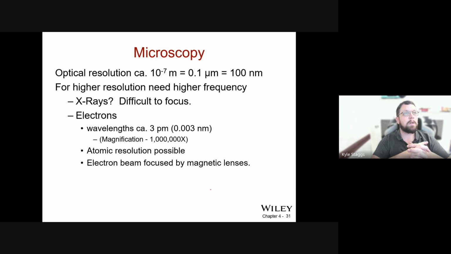The wavelengths for electrons are on the order of about 3 picometers, which is very, very, very, very small. That means that the theoretical max is about a million times magnification. I can tell you, having done a lot of work down around about 300 to 330,000 times magnification.